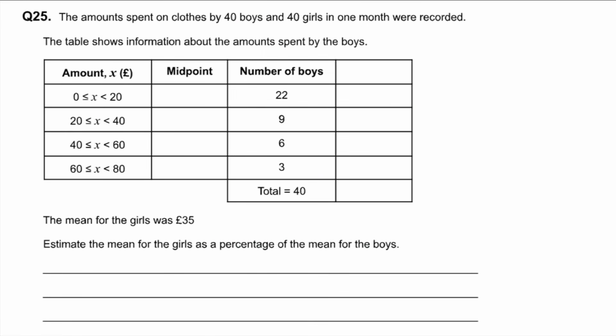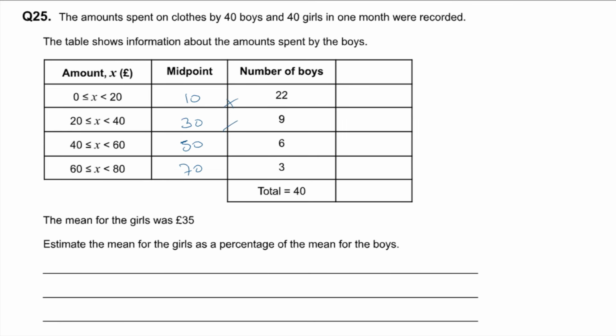The amount spent on clothes by 40 boys and 40 girls in 1 month were recorded. The table shows information about the amount spent by the boys. Okay, so same old. We're going to do an estimated mean. Going to have to find the mid value first. Halfway between 0 and 20, that's 10. Halfway between 20 and 40, that's 30. Halfway between 40 and 60, that's 50. Halfway between 60 and 80, that is 70.